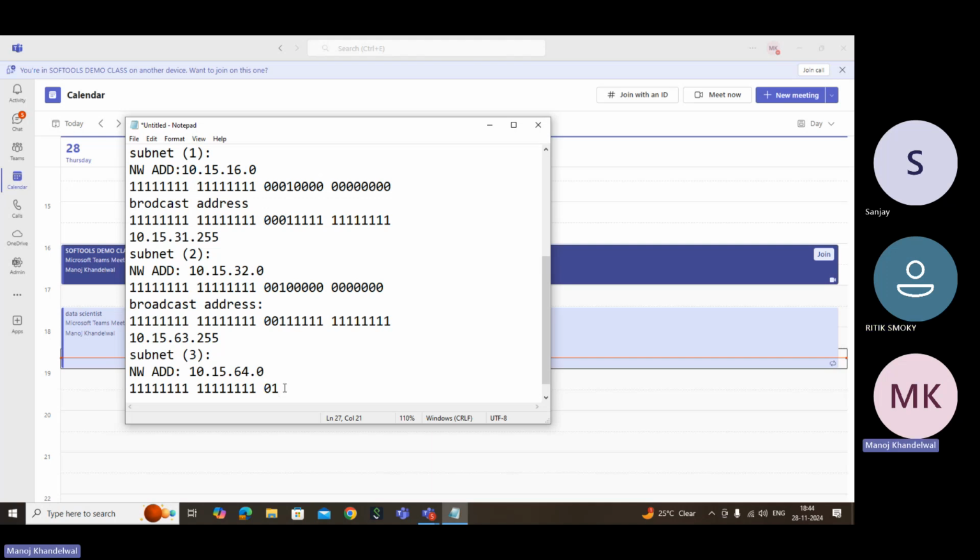You are talking about this one, right? Yeah, that's it, the rightmost part. The host part will be zeros here. In the network address, it will be all zeros.